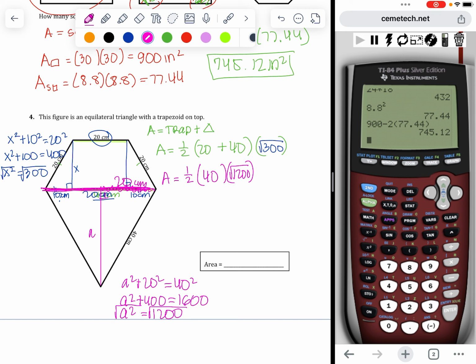All right, so now I want to get the area of the figure. I'm going to add these two things together. So I'm going to do 0.5, parentheses, 20 plus 40, which is 60. I'm going to add that in my head, though you could type 20 plus 40. Times the square root of 300. This is all multiplication right there. Okay, and to that I'm going to add 1/2 times 40, which I could have just done 20, but it's too late now, times root 1200.